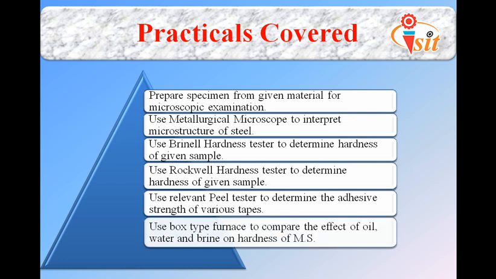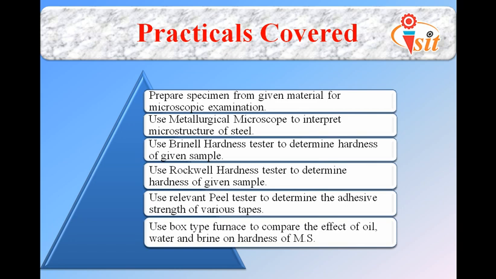And last we have the use of the box type furnace. A furnace is equipment where we can heat any material up to 1200 degrees Celsius. It may be a steel, it may be a cast iron. So a box furnace is something where we can heat any material.